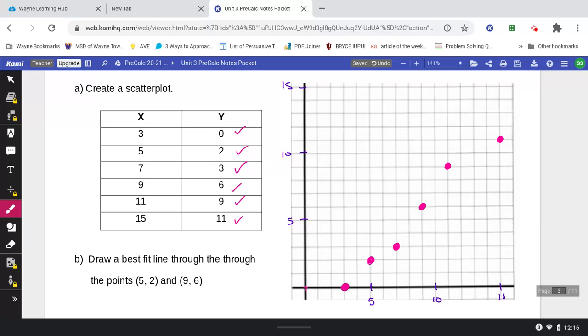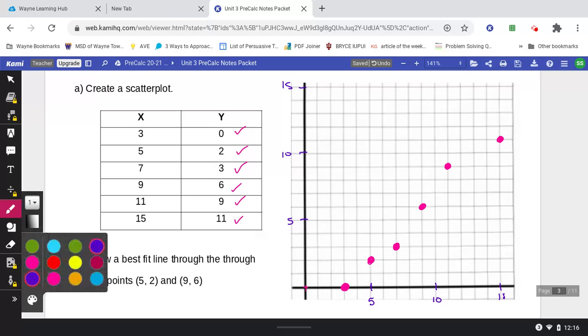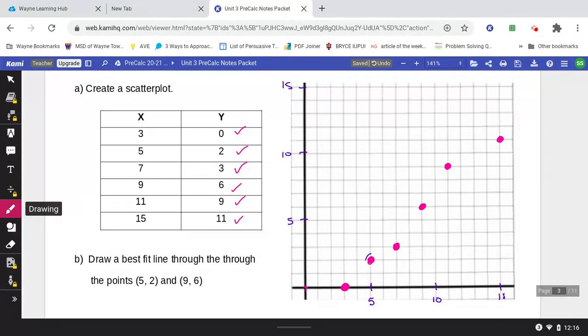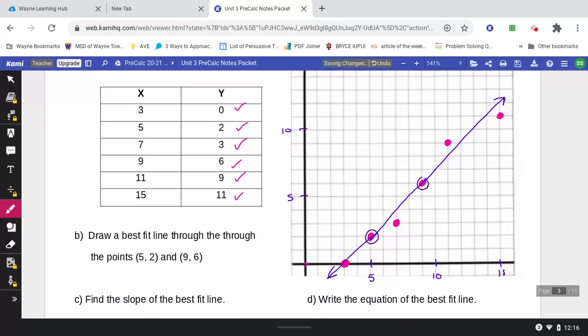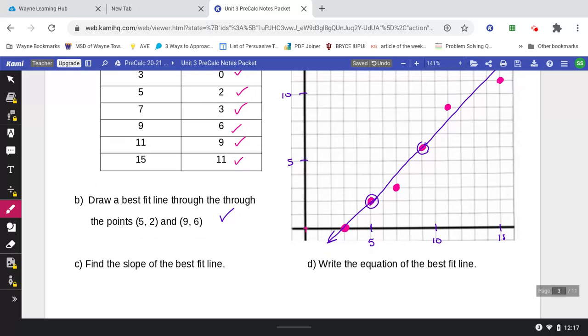That's okay. Part B says draw a best fit line through the points 5, 2 and 9, 6. So 5, 2 was this one right here. And 9, 6, this one right here. Just go ahead and draw a line through those as best you can. That's done. Notice a few of the dots are below it, a couple are above it, and this one here at the bottom actually goes through it. But it's a very good line that represents all of our points.